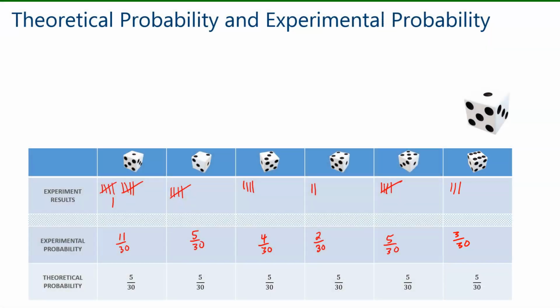I do want to reiterate an important point here. Just because your experimental probabilities don't equal the theoretical, that doesn't mean you did anything wrong. It is what it is. You can only record what the die actually rolled. It's just interesting to compare the values.